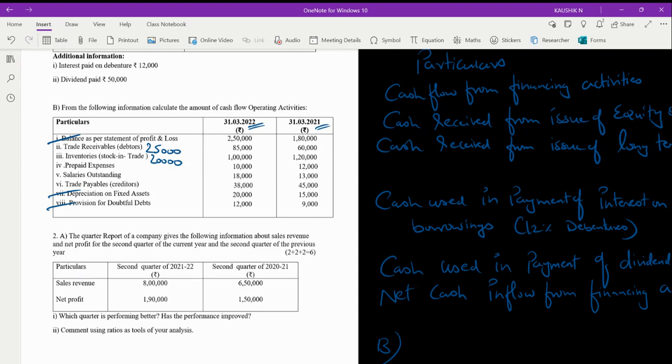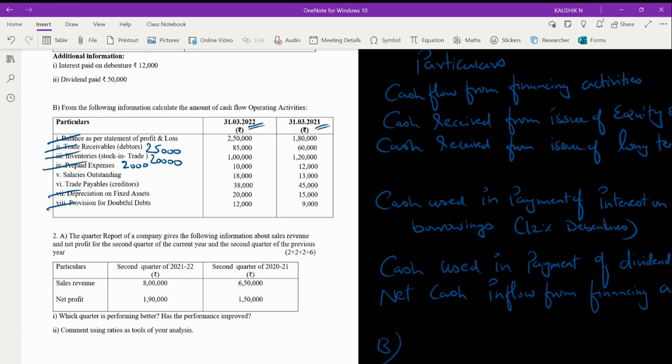The next is something called prepaid expenses. What has happened to prepaid expense? Earlier it was 12, now it is 10. So again there is a decrease. A value of rupees 2,000 got decreased. So decrease in current asset, prepaid expenses. Will you add or subtract? It should be added. So we are done with trade receivables, inventories, prepaid.